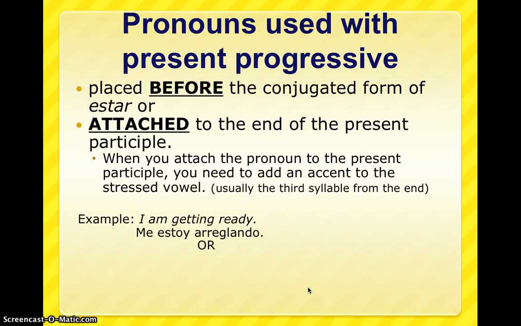Or we can decide to attach it to the end of the present participle. So we would start with estoy arreglando, but now we're going to put the me right at the end of our present participle. Now remember that when we do this, we said we have to put an accent on the third syllable from the end, so the third vowel from the end. So we can see that we have 1, 2, 3 vowels. This is where our accent goes. Estoy arreglándome. So either way is correct. If you want to put it before, that's fine, or you can attach it to the end of the present participle.